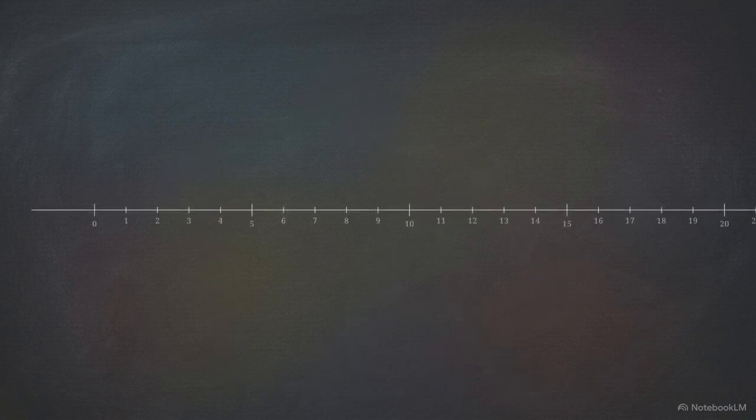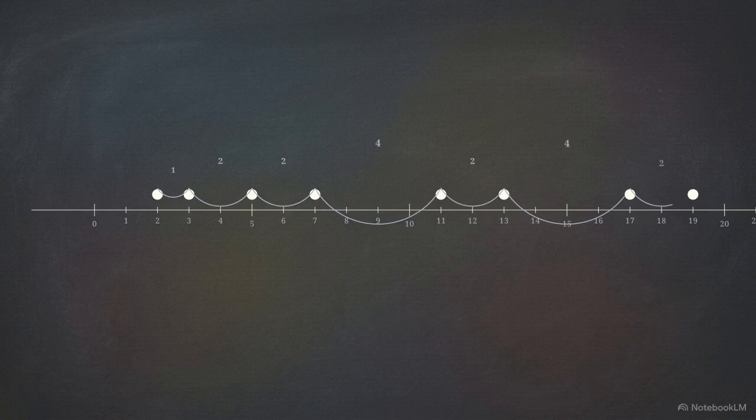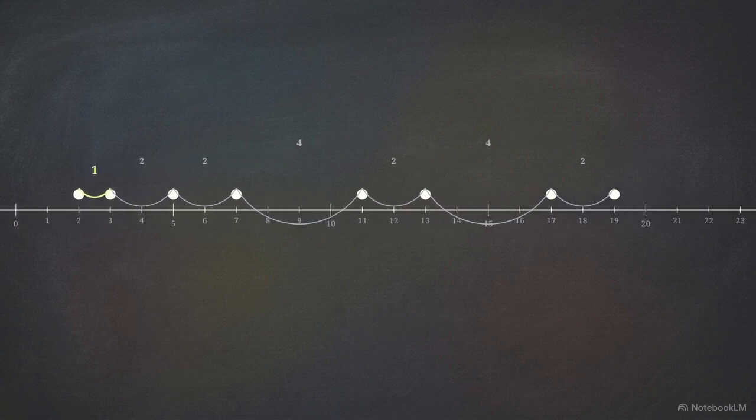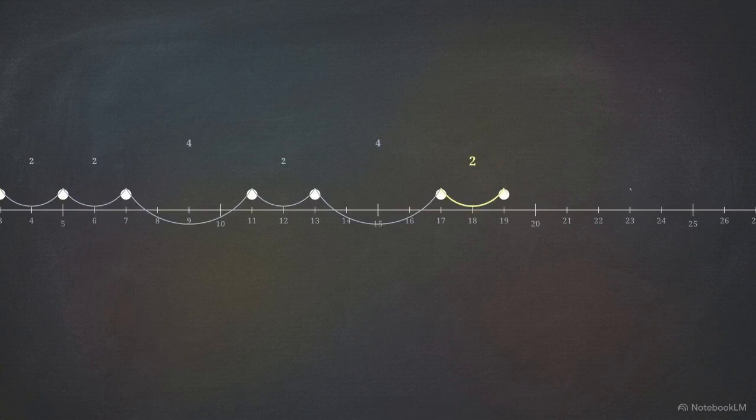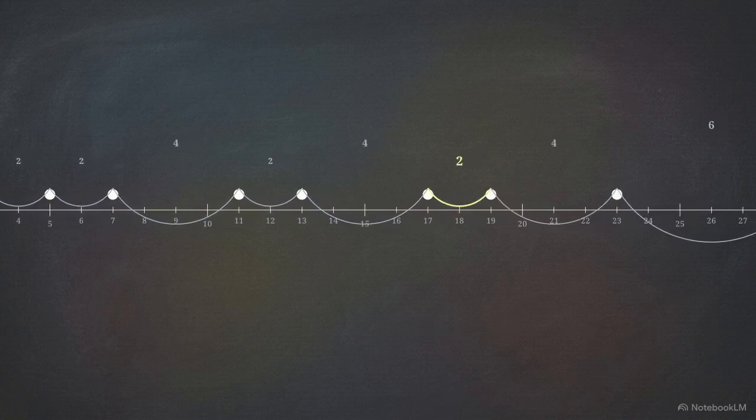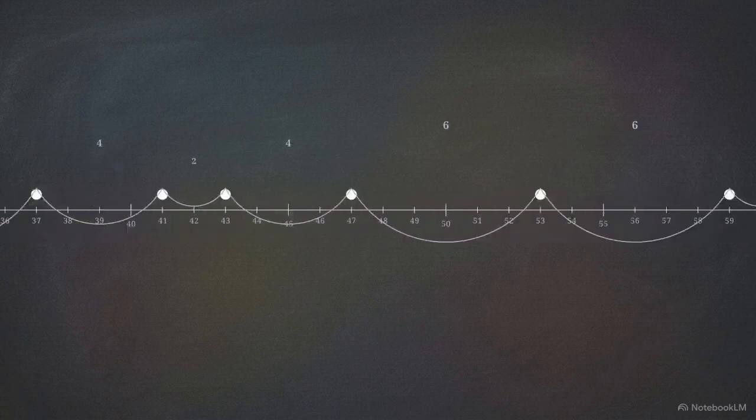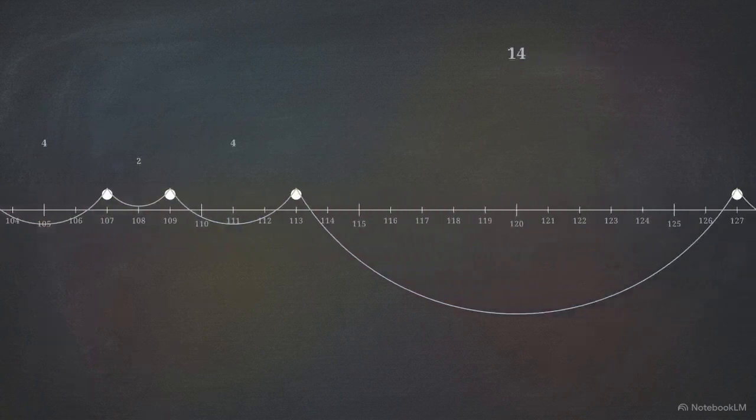If you look at this standard one-dimensional number line, you can see these prime numbers popping up along the sequence. The distance, or gap, between them is highly erratic. Sometimes they are clustered tight, like the gap of 1 between 2 and 3, or the twin primes 17 and 19. Other times you encounter massive, barren deserts with no primes at all.